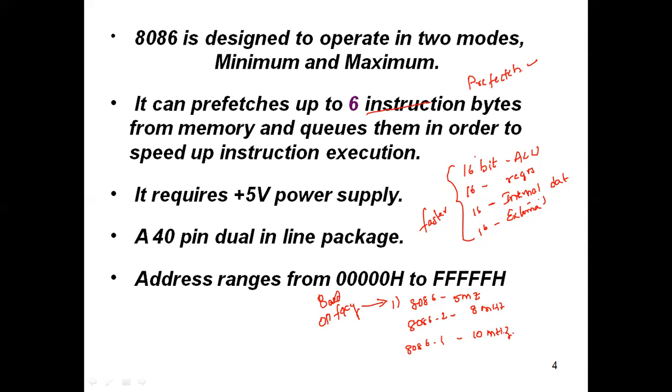And it uses 2 stages of pipelining. That means a fetching stage and an execution stage. All these are features. We'll go into detail so that you will have a better understanding. The first one is the fetch stage and the second one is the execute stage. Fine. What do you mean by a fetch stage? It can fetch up to 6 bytes of instructions and store them in a queue.